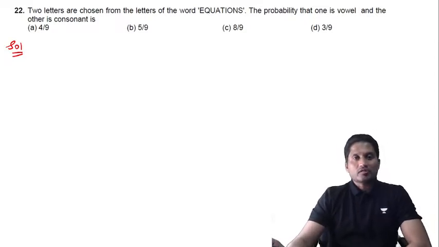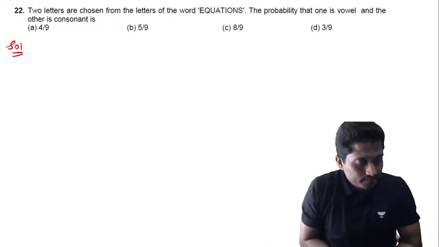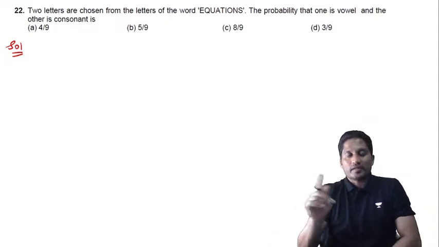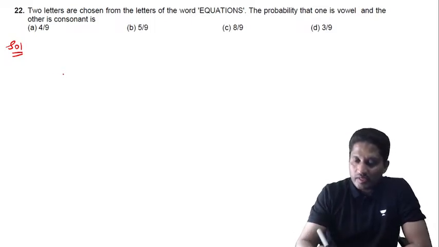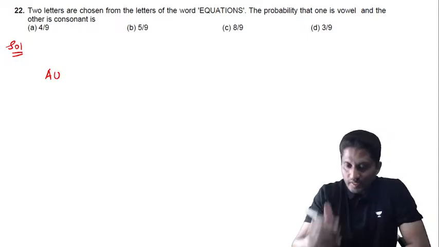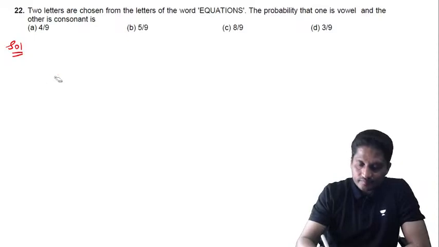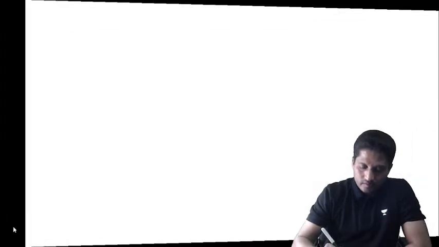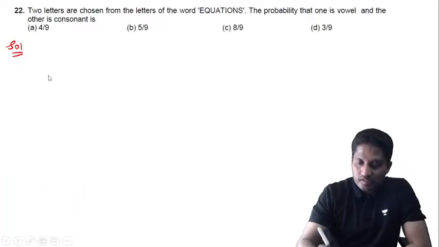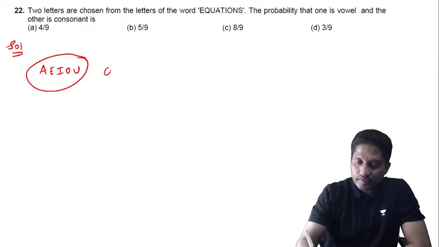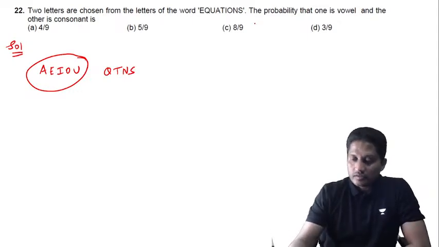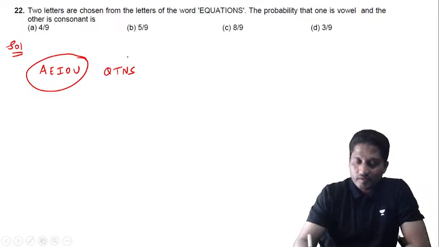All right, two letters are chosen from the letters of the word EQUATIONS. Then the probability that one is a vowel and the other is a consonant. If you take the letters of the word, vowels are A, E, I, O, U. All 5 are there. Consonants are Q, T, N and S as well. So 1, 2, 3, 4, 5, 6, 7, 8, 9. Equations is a 9-letter word: 5 vowels, 4 consonants.